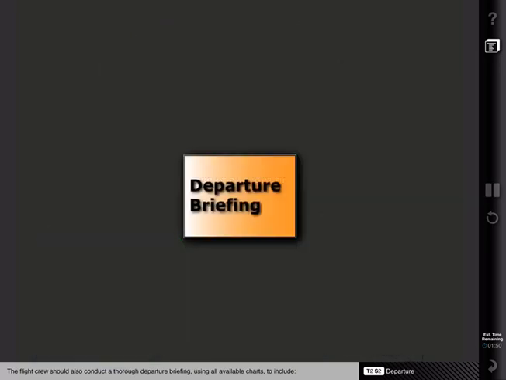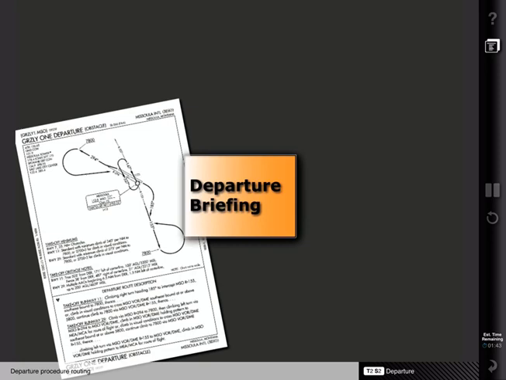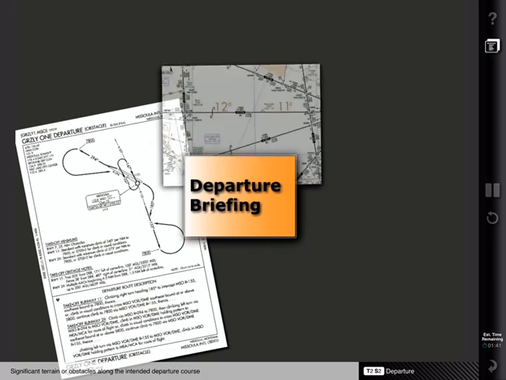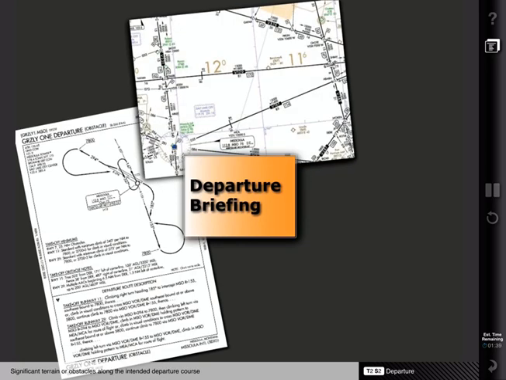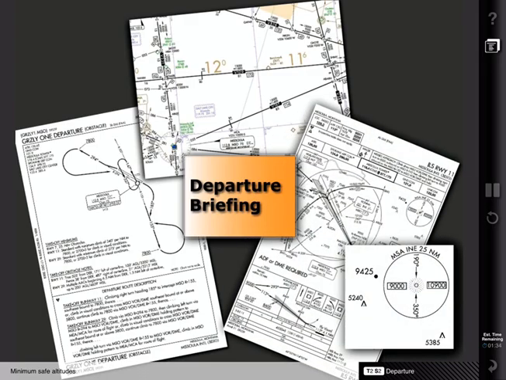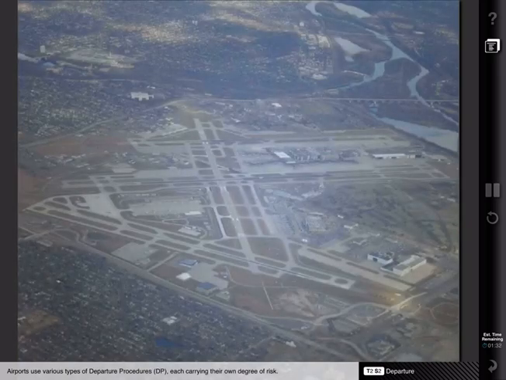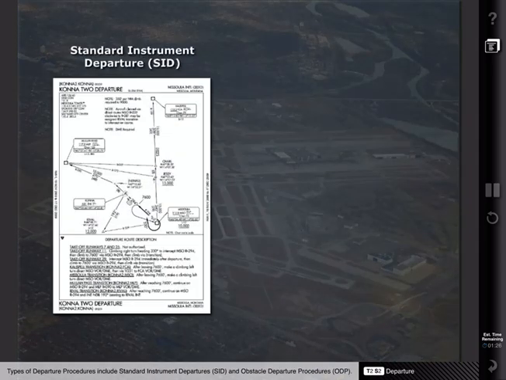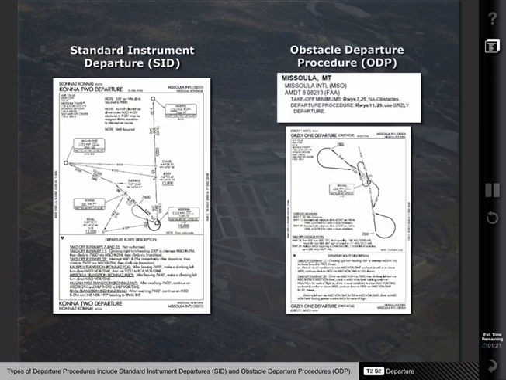The flight crew should also conduct a thorough departure briefing using all available charts to include departure procedure routing, significant terrain or obstacles along the intended departure course, and minimum safe altitudes. Airports use various types of departure procedures, or DPs, each carrying their own degree of risk. Types of departure procedures include standard instrument departures, or SIDs, and obstacle departure procedures known as ODPs.